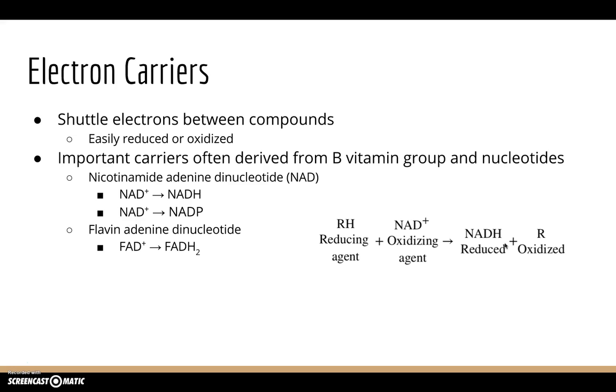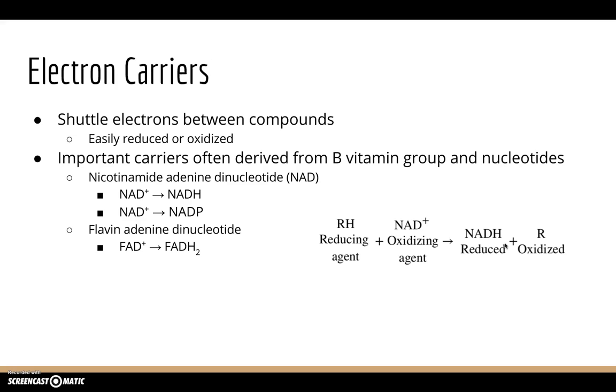So, electron carriers. Their job is to shuttle electrons between compounds, and they're easily reduced or oxidized. Important carriers are often derived from B vitamin groups and nucleotides. Two examples of which are NAD, or nicotinamide adenine dinucleotide, and FAD, flavin adenine dinucleotide. NAD is derived from vitamin B3, aka niacin, and its most important use is gaining 2 electrons and 1 proton to become NADH.